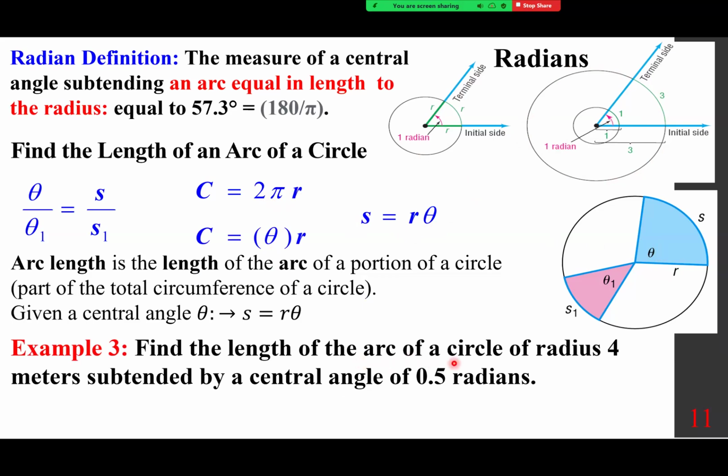Find the length of the arc of a circle of radius 4 meters subtended by a central angle of 0.5 radians. So S equals R theta. S equals R, which is 4, times theta, which is 0.5, resulting in 2, and the units are the units of the radius, which were in meters. By the way, in any applications, if units are given, you want to answer them with proper units. Theta must be in radians when you calculate the arc length.